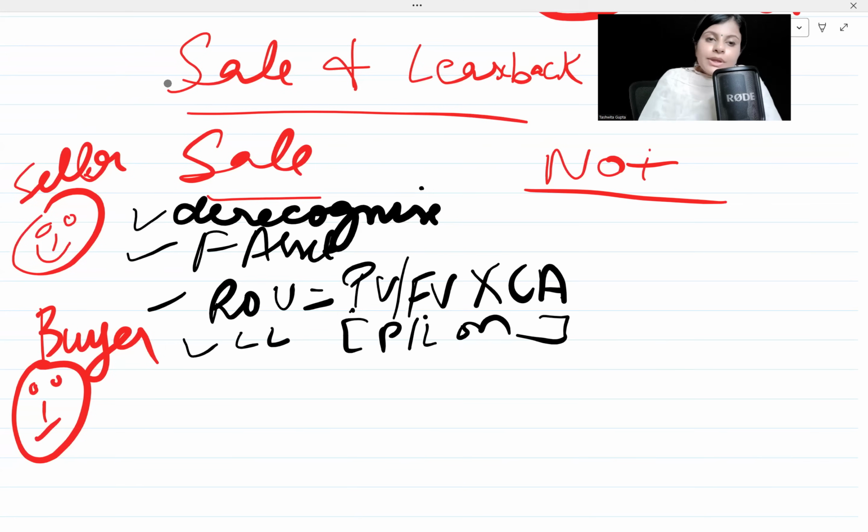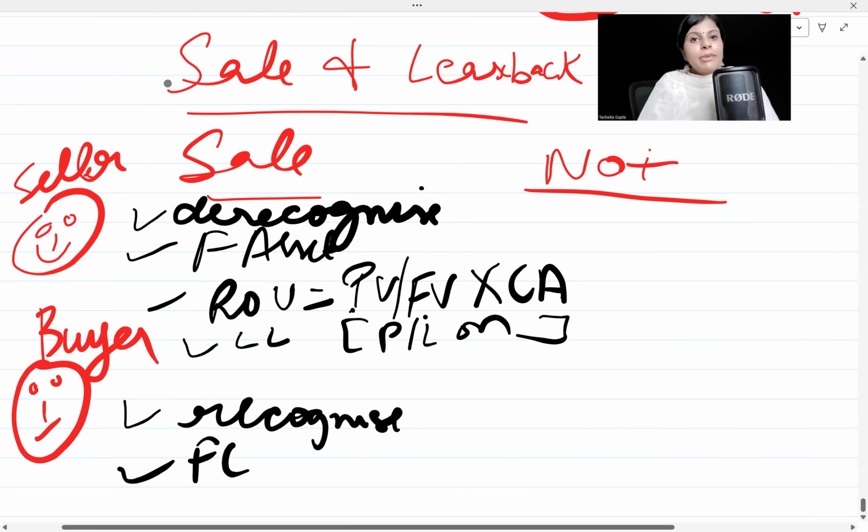Now, what do you do in the lessor? Lessor will simply recognize the asset because he's the buyer, and he will create a financial liability because he needs to make the payment. There will be a payable, and then he will do his normal lessor accounting, right? He will do his normal lessor accounting.